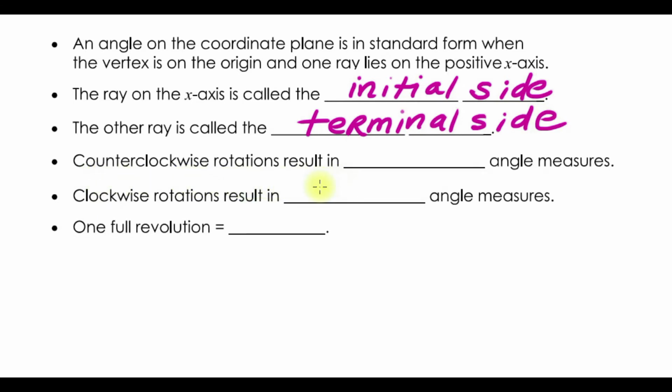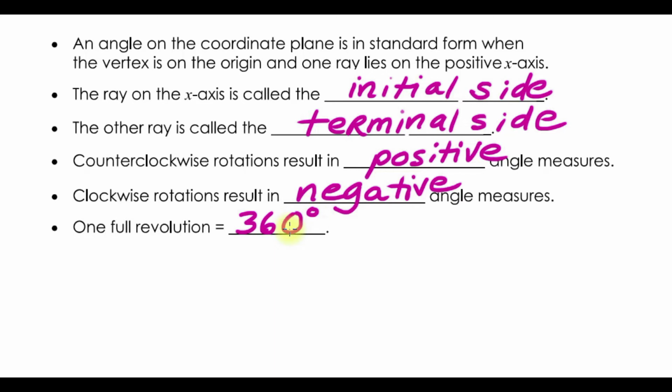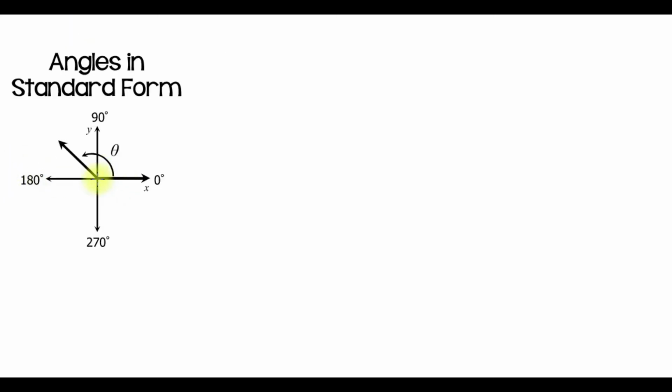Counterclockwise rotations result in positive angle measure. So if you rotate counterclockwise, you have a positive angle. Clockwise rotation results in a negative angle. And then one full revolution is 360 degrees. Okay, so this is the initial side right here. And then this is your terminal side. Theta is a positive angle because it rotates counterclockwise.